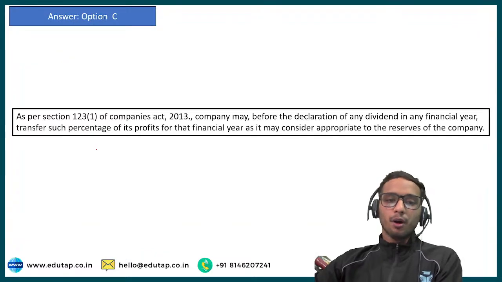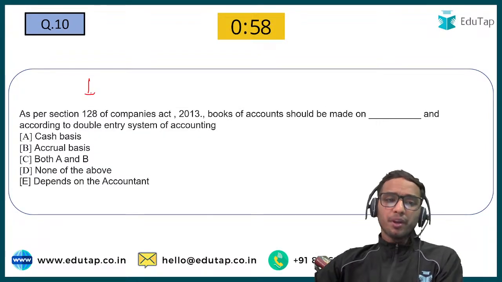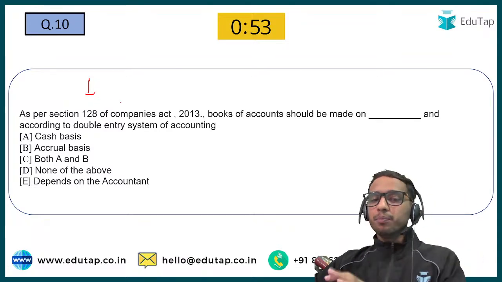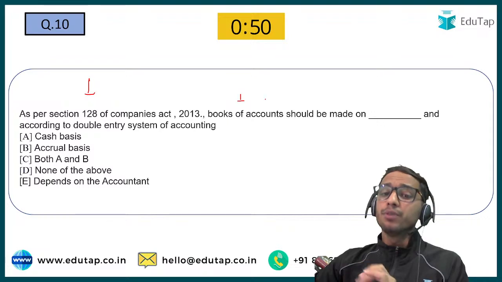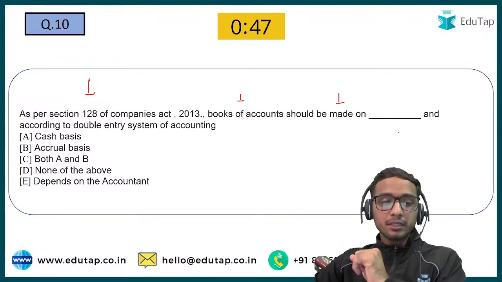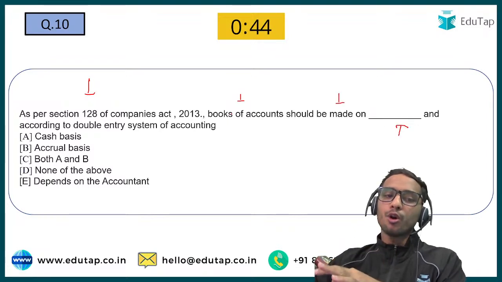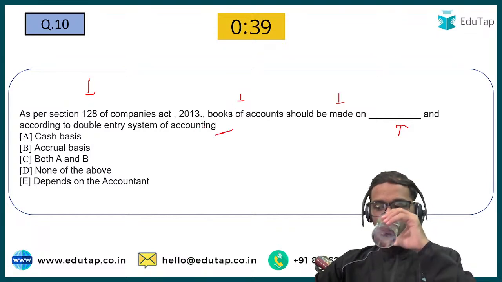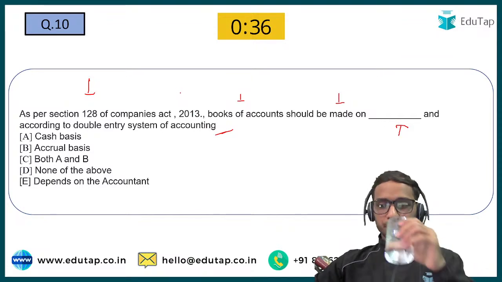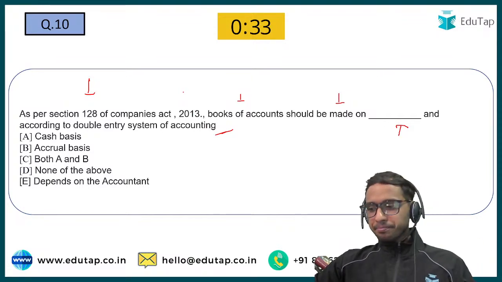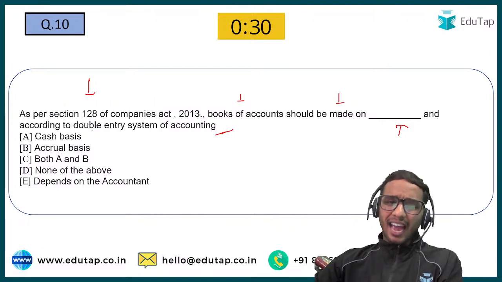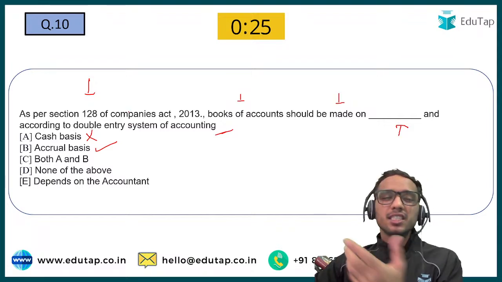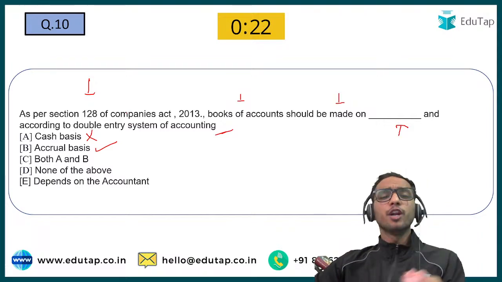Very easy question. Now, let's talk about question number 10. It says, as per section 128 of the Companies Act 2013, books of account should be made on dash basis and according to the double entry system of accounting. Again, a very easy question. Tell me the answer of this question. So what should be the answer? Cash basis? No. Accrual basis? Yes. So most of you are correct here. Very, very good. The books of account should be made on the accrual basis.